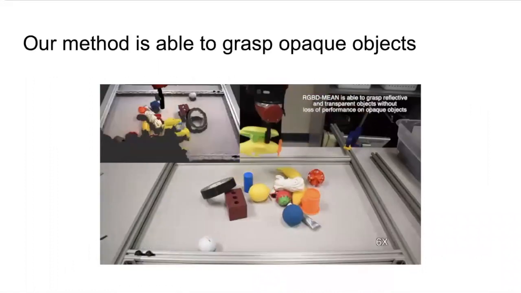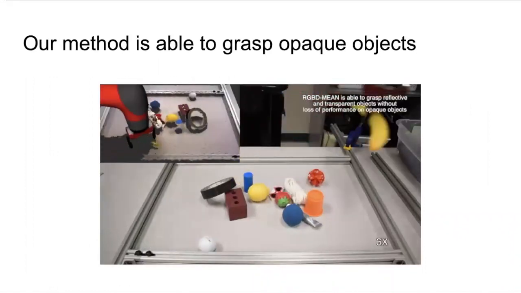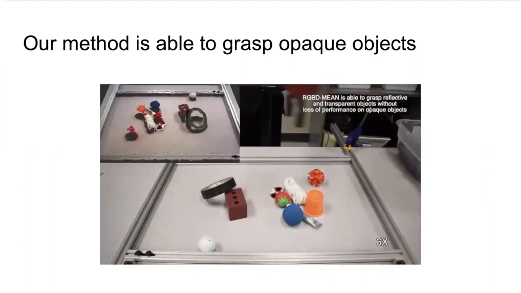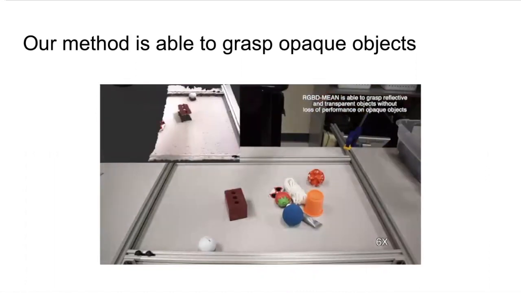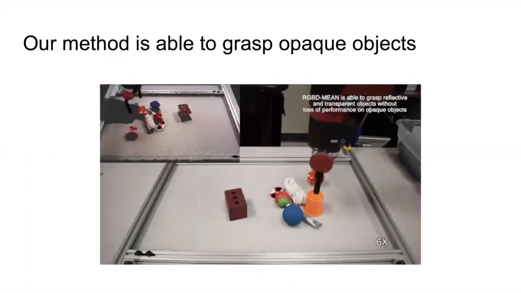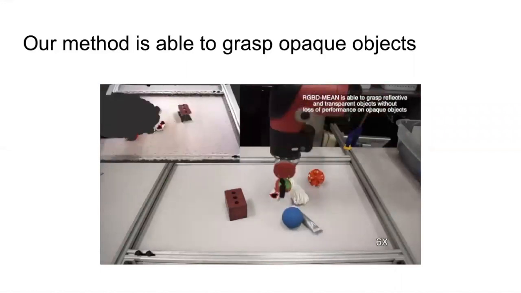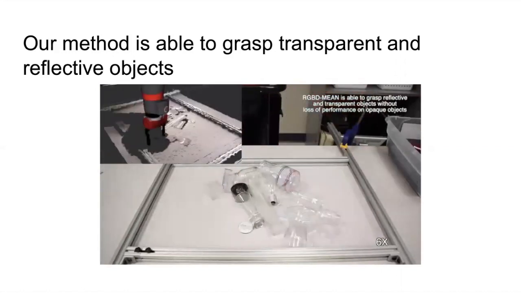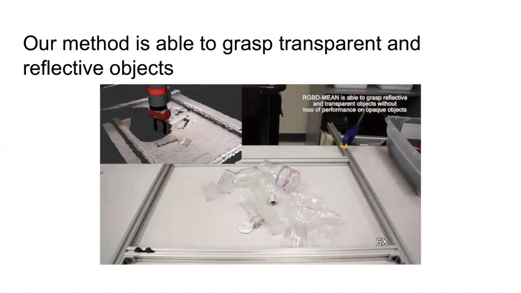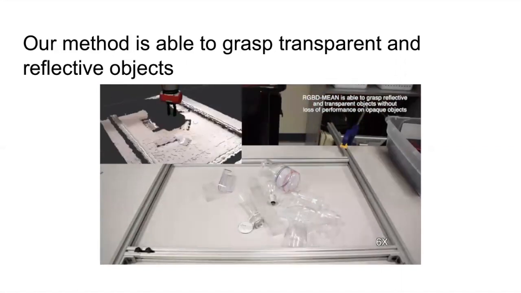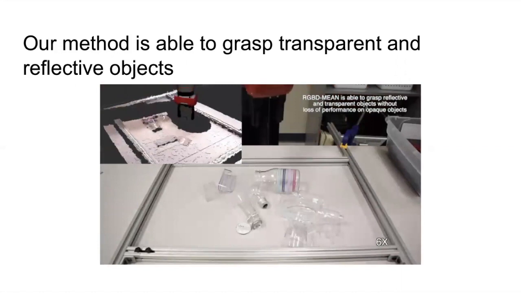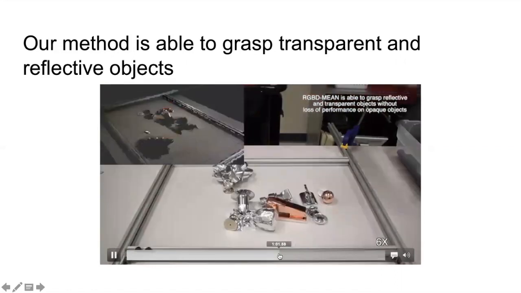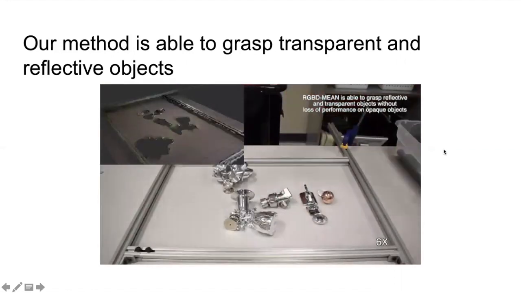We first demonstrate that our method is able to grasp opaque objects with similar performance as the original depth network. In the top left corner, you can see the view from the depth sensor. Our method is able to consistently grasp opaque objects, obtaining similar performance to the depth-only grasping method. Furthermore, our method is also able to grasp transparent and specular objects. Please see the video submission for the full clips.